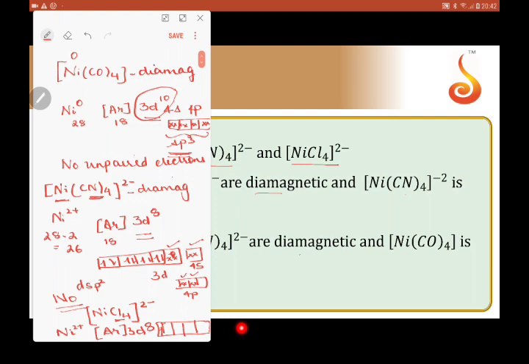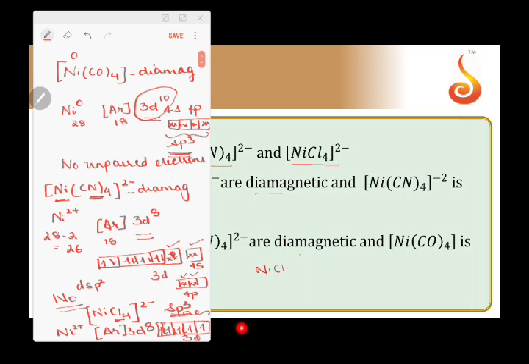So they occupy the 3d orbital in such a fashion. There are 2 unpaired electrons remaining here. sp3 hybridization therefore occurs here, and this substance, nickel attached to Cl4, therefore has 2 unpaired electrons and is paramagnetic.